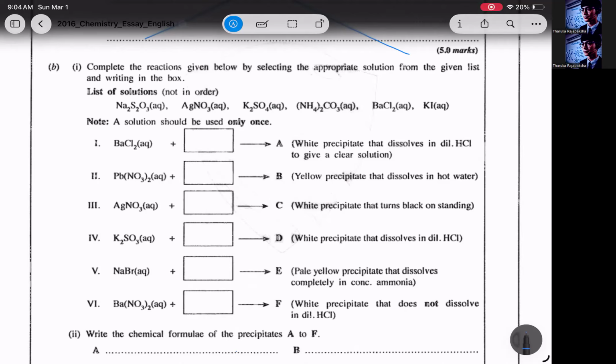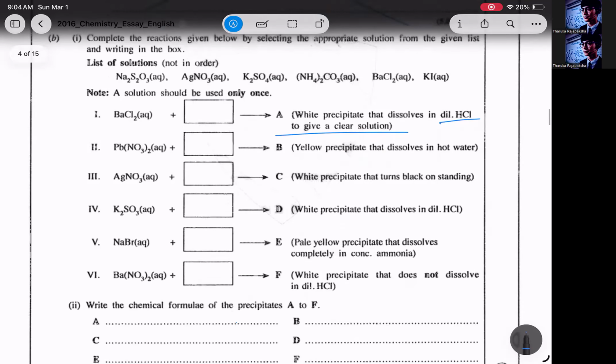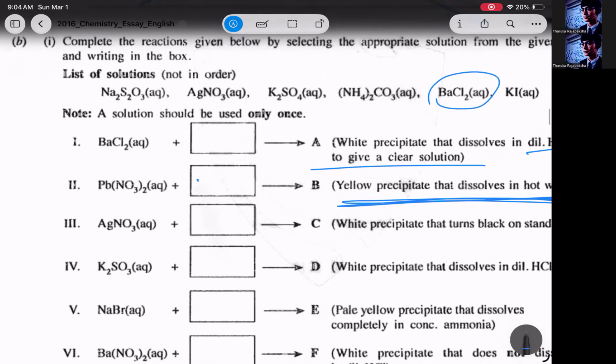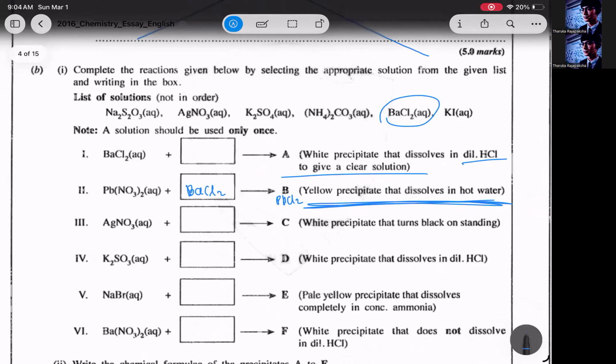Barium chloride reacts with something to form a white precipitate that dissolves in dilute HCl to give a clear solution. Yellow precipitate that dissolves in hot water. What is that? Lead chloride, right? So something which forms lead chloride, that is barium chloride. So this is PbCl2. B is going to be PbCl2.